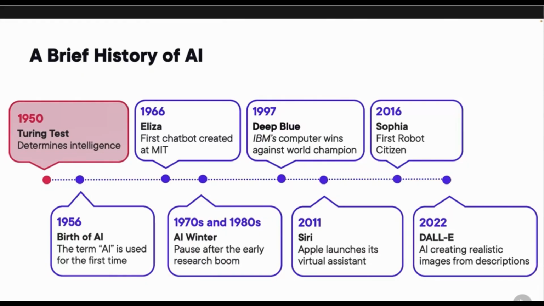This test is famously known as the Turing test. The Turing test is a deceptively simple method of determining whether a machine can demonstrate human intelligence. If a machine can engage in a conversation with a human without being detected as a machine, it has demonstrated human intelligence.